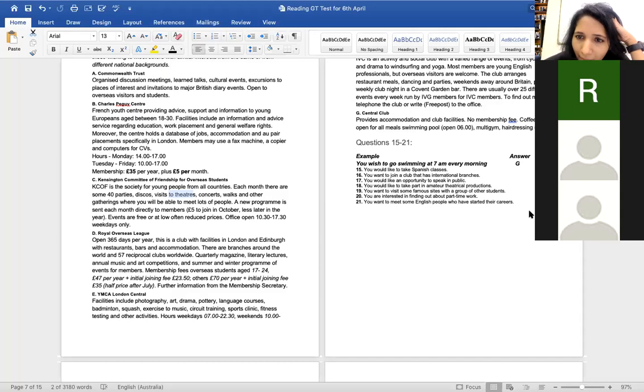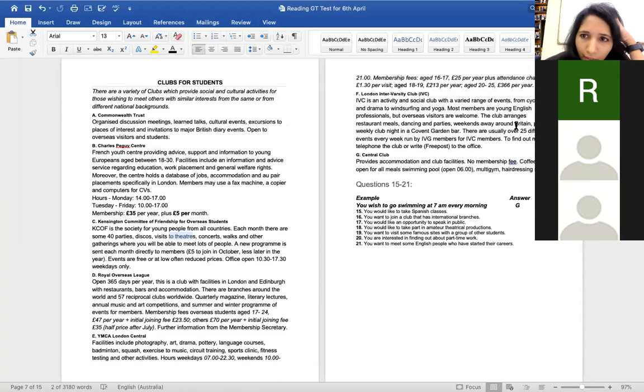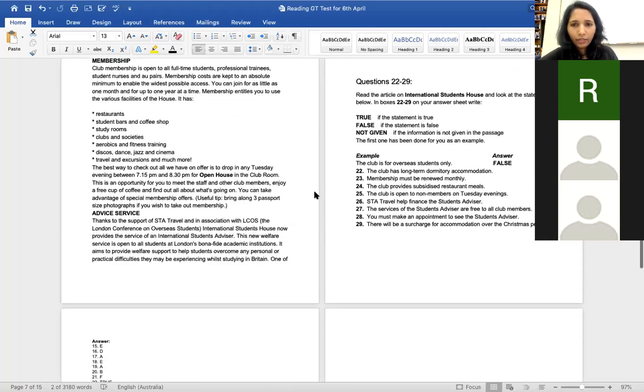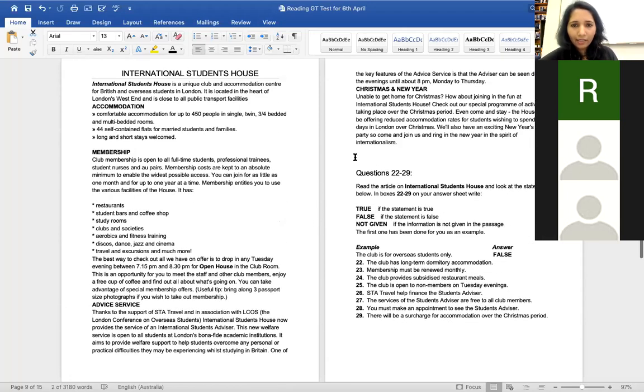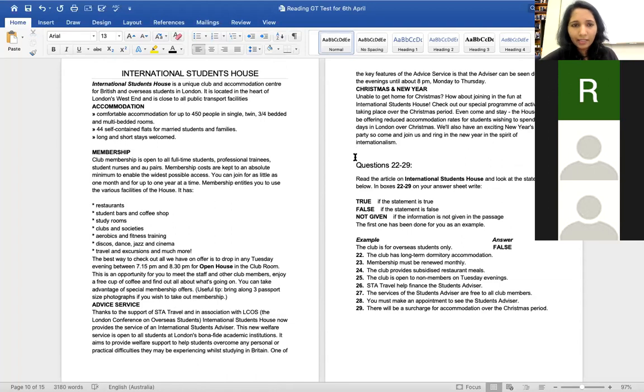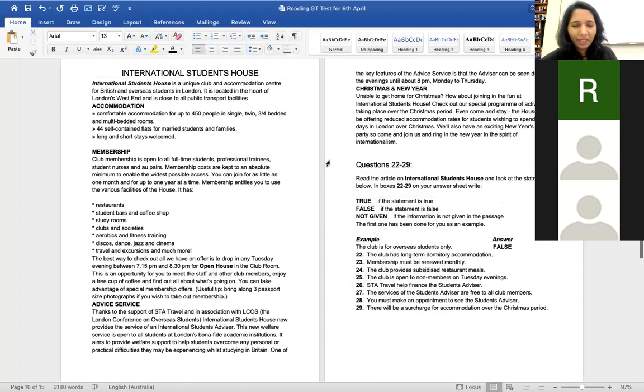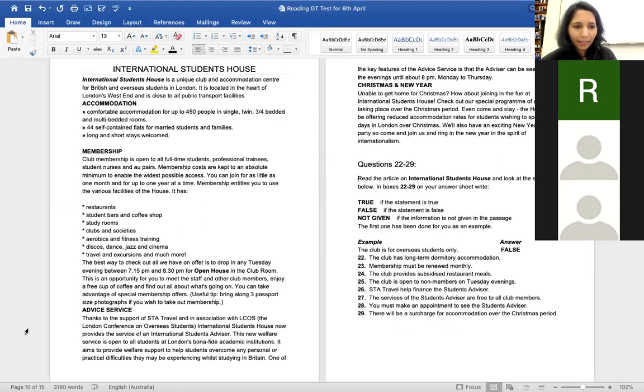Then you want to meet some English people who have started their careers. 21, both of you have written F. English people, most members are young English professionals, so you can visit this to meet them. Okay, that's the right answer. So Jitin, that theater was meant for classes, so it's not, the other theater is like a movie theater. And theatrical productions, they mean maybe drama classes, or theater as in classes.